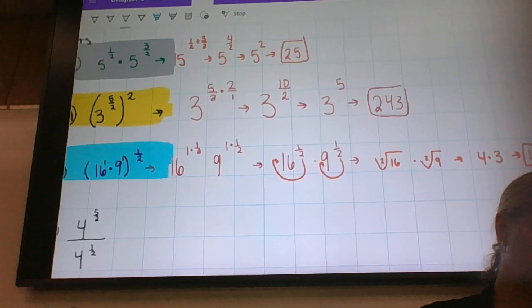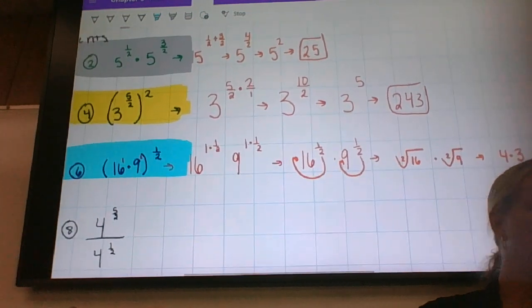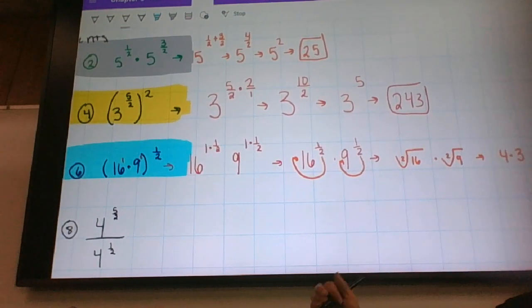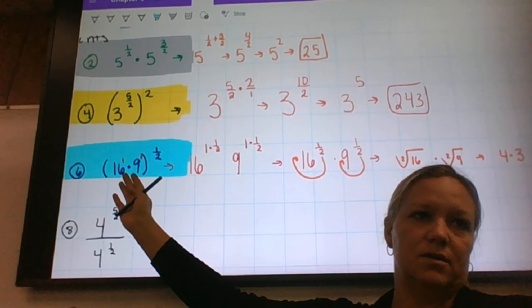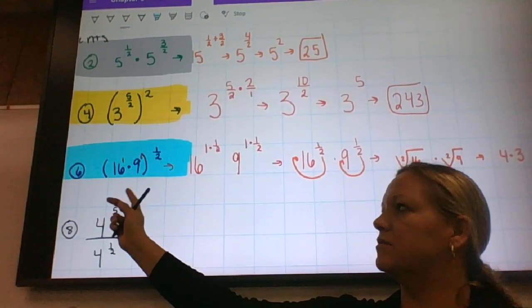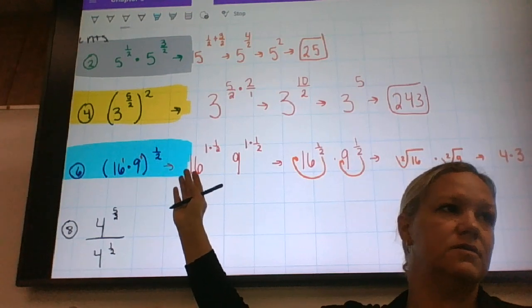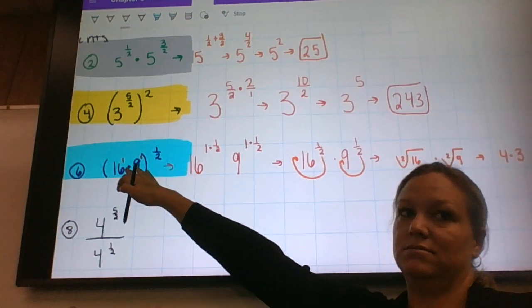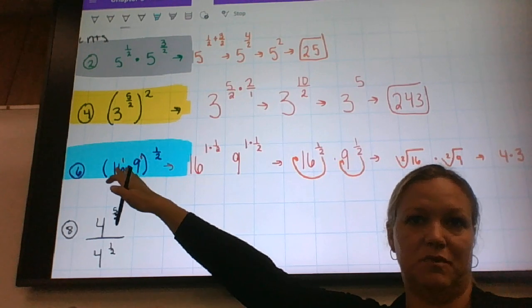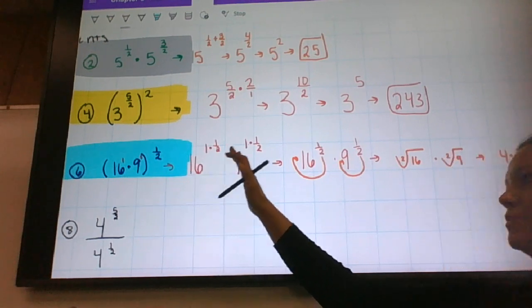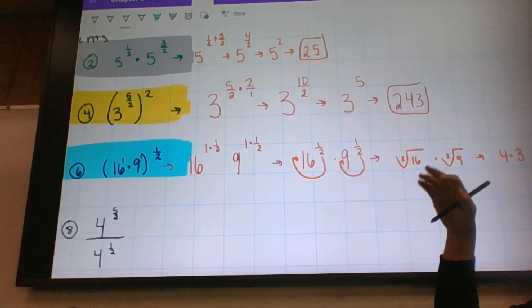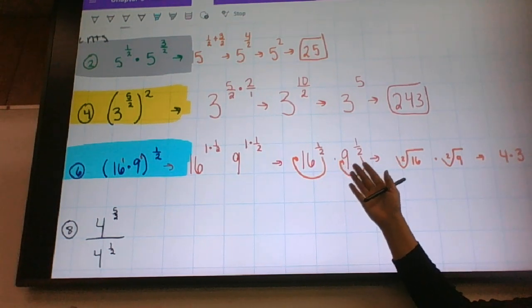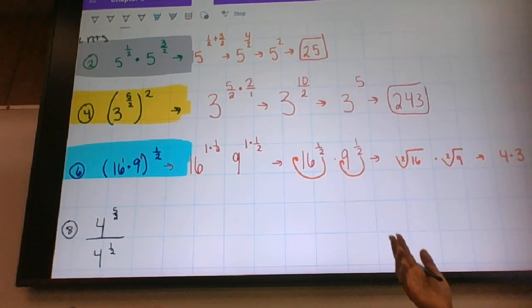And so some of you guys might be saying, well, Mrs. Baldwin, you did that the long way. Because here, 16 times 9 is 144. And then the square root of 144 is 12, right? A calculator does it all in one step if you put this in. But this is just breaking down using properties of exponents, which, the better you can do it, the better you'll be with variables instead of numbers.